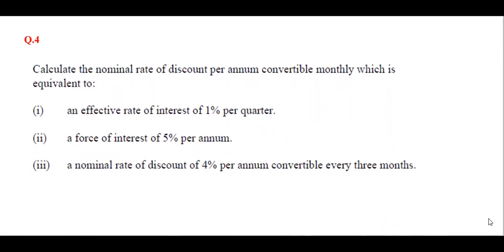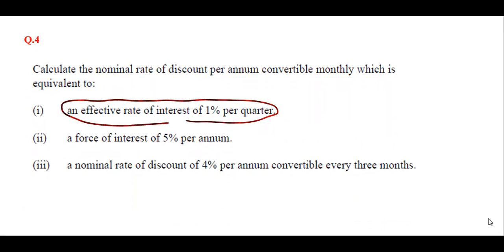Calculate the nominal rate of discount per annum convertible monthly, which is equivalent to an effective rate of interest of 1% per quarter. This is a 1% effective rate. That means I4 by 4 is given here. Not I4. There is no convertible word. There is no nominal word. So this is 1%, 0.01.